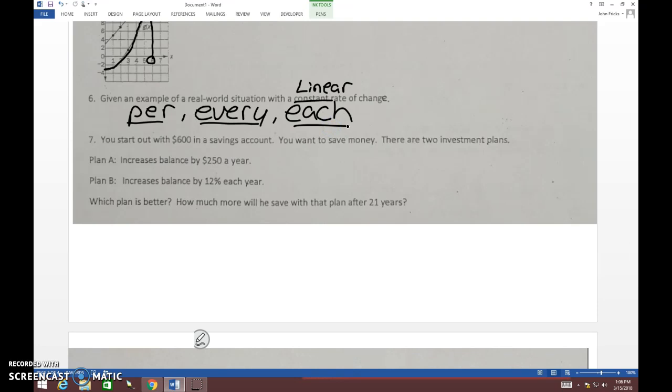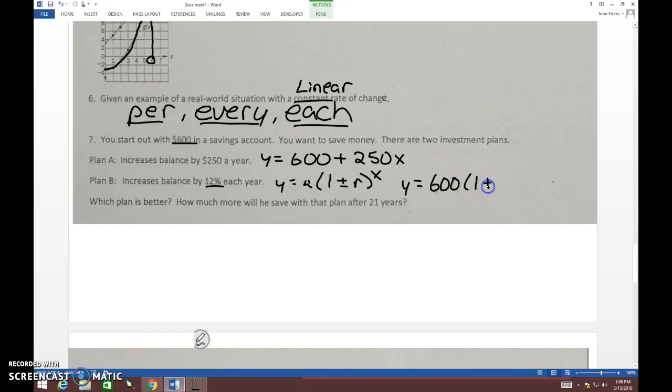In number 7, we're working out a problem. It gives us 2 scenarios, plan A and plan B. So it says plan A increases the balance by $250 each year. It does say we start out with $600. All right, so to write an equation for this, that would be y equals 600 plus the $250 a year would be 250x. And then for our next equation, remember that formula we talked about in the last video, A parentheses 1 plus or minus r to the x power? We're going to use that again because we're dealing with percentages. So here we know that A is going to be where we start, which is $600. And then that's times 1 plus r, where r is going to be 12%, which is going to be 0.12.